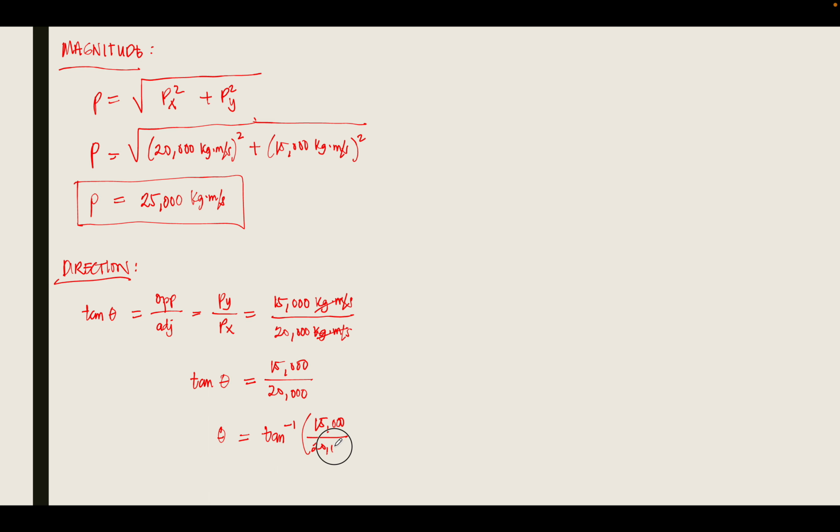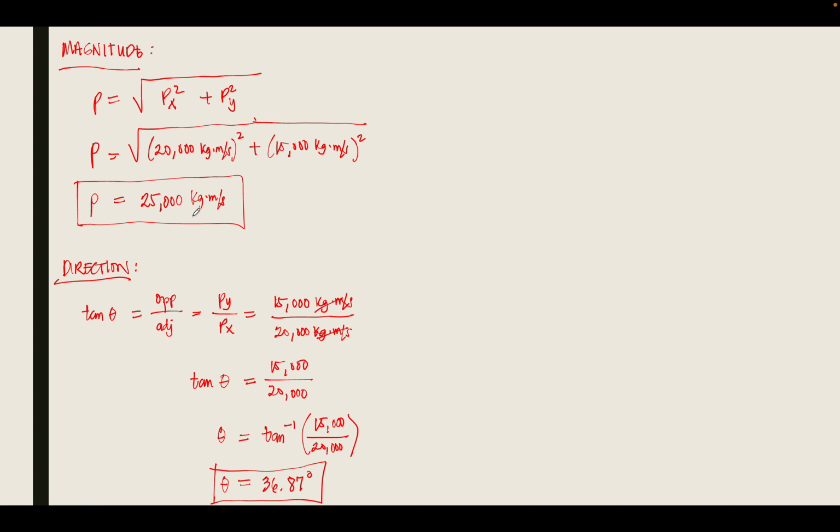Now to solve for the angle theta, we have the inverse tangent of 15,000 divided by 20,000. So our angle theta is now equal to, let's calculate, 36.8698, or 36.87 degrees. So we have now the magnitude as well as the direction of our momentum P.